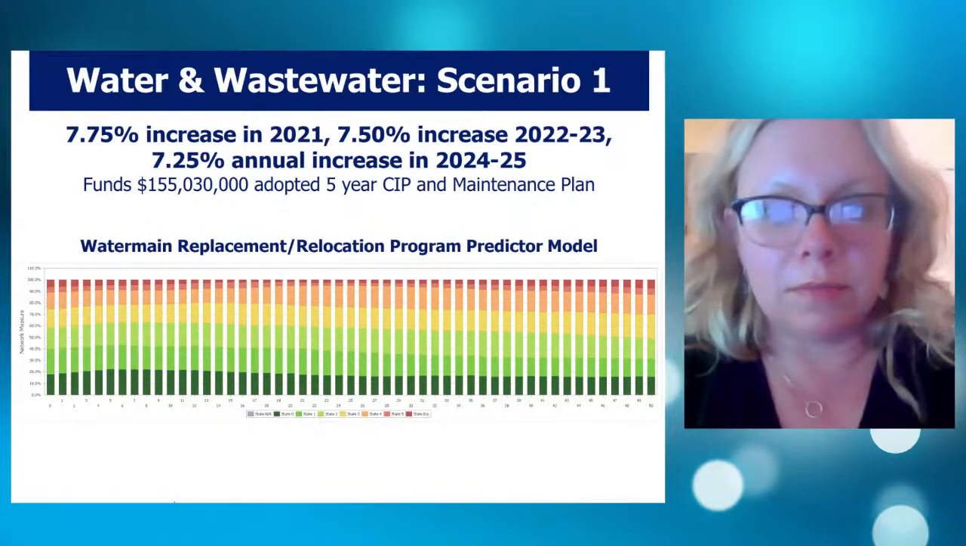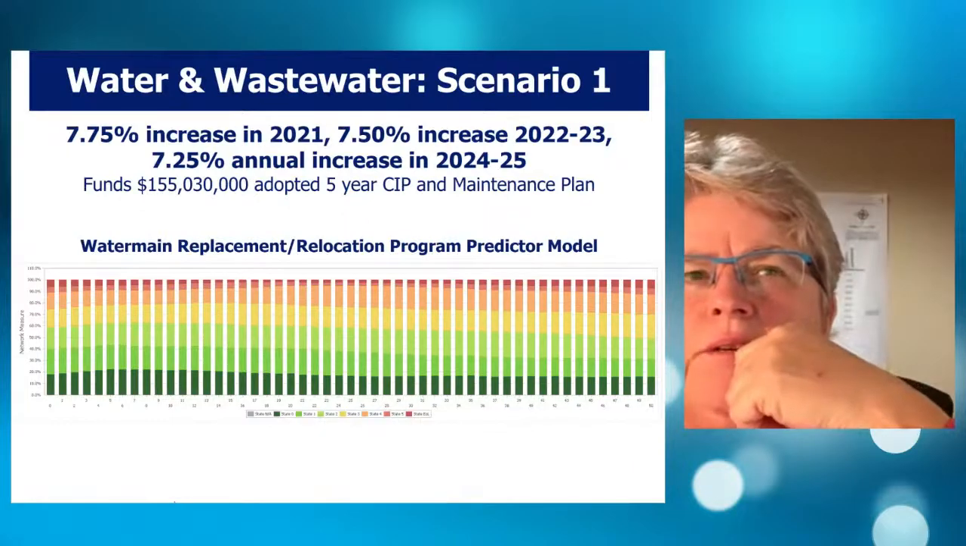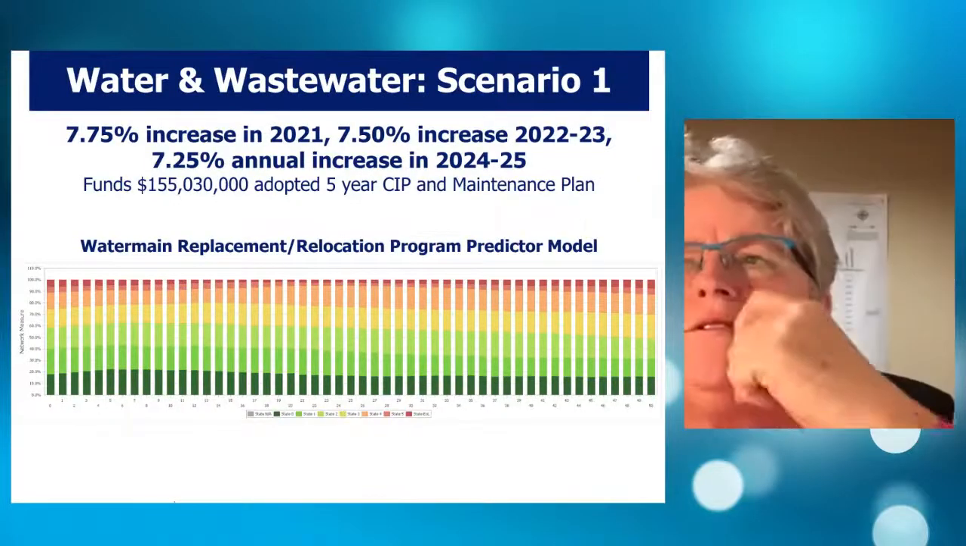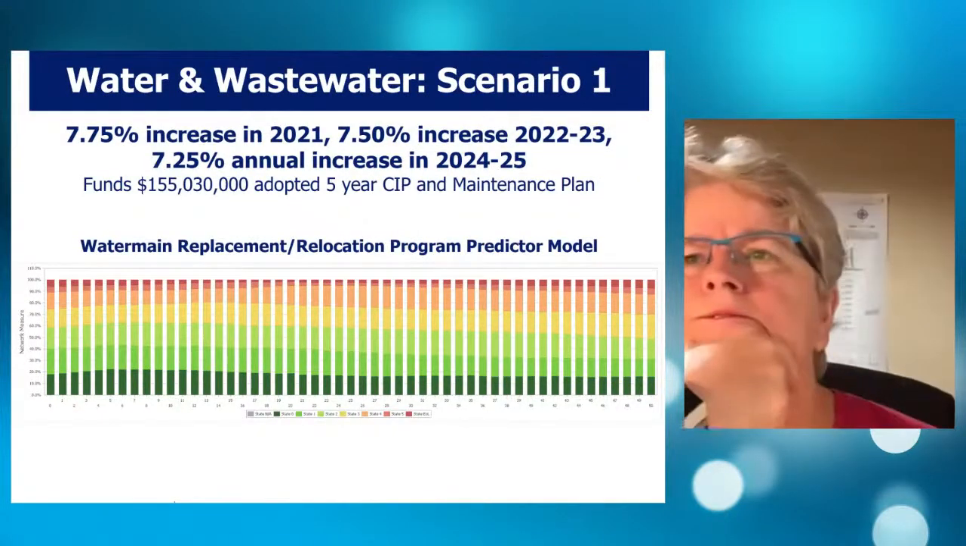Excuse me, Mayor. This is Commissioner Larson. Amber, could you tell me what the x-axis is again? I'm sorry. So the x-axis is years. Years. So, okay. Yeah. Yep. Years.